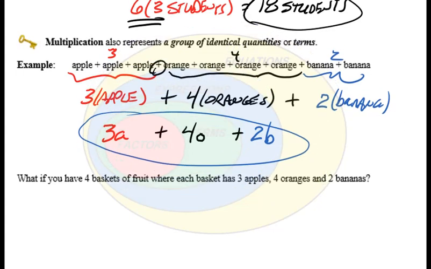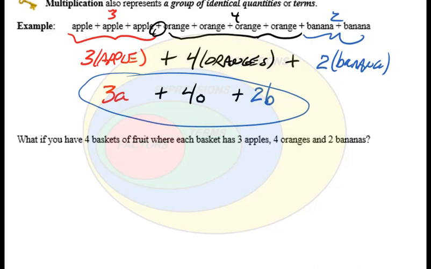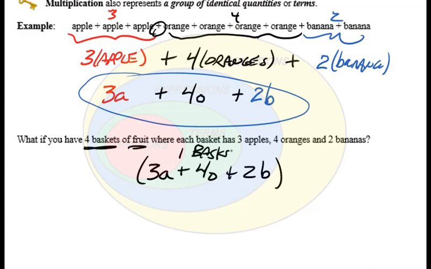The last thing is, what if we had 4 baskets of fruit, where each basket has 3 apples, 4 oranges, and 2 bananas? The 3A plus 4O plus 2B together represents 1 basket. If I have 4 baskets, then I can just multiply that by 4. So 4 baskets would be the same as 4 of these groupings of fruit.